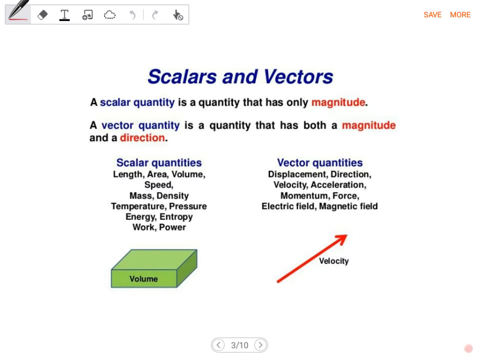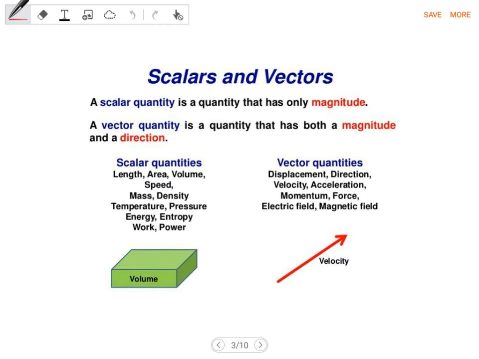Now, these are some tables here, or two tables, and I wanted to show you what the difference is between a scalar and a vector. Now, a scalar is something that has a magnitude or a quantity, but it does not have a direction. Length, area, volume, speed, mass, density, temperature, pressure.